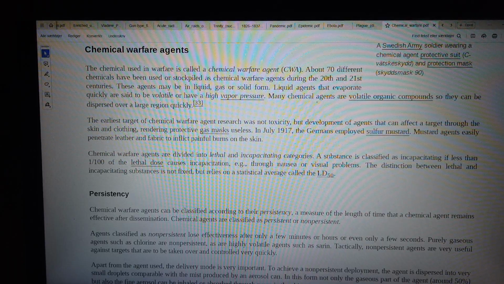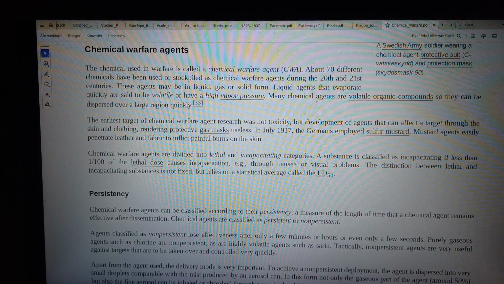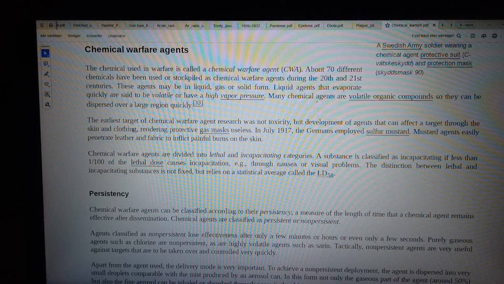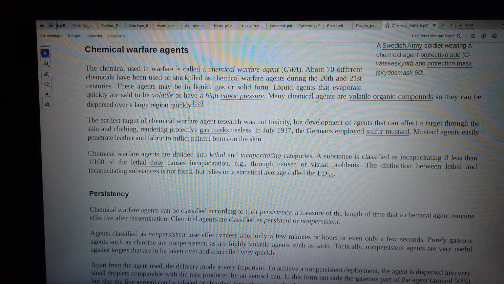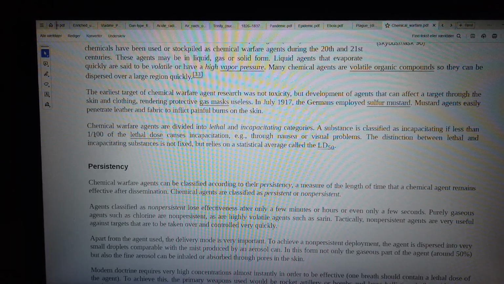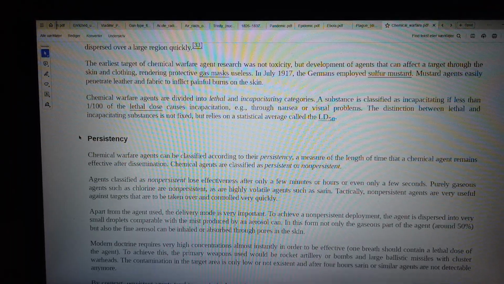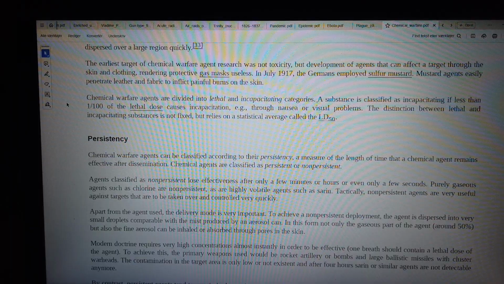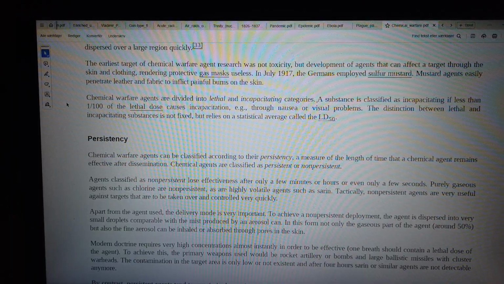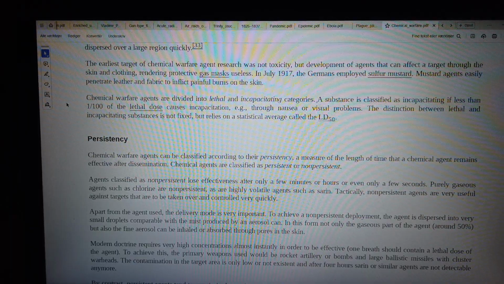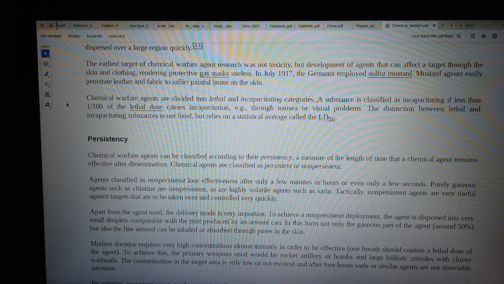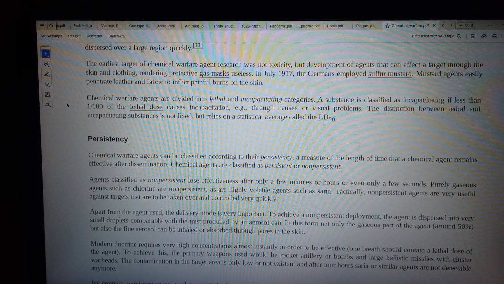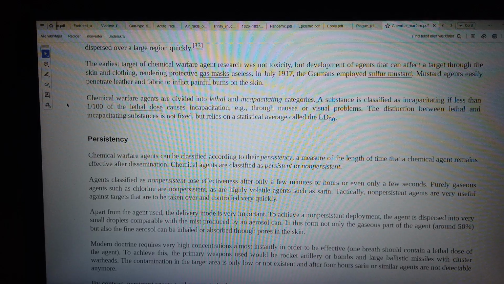The earliest target of chemical warfare agent research was not toxicity, but development of agents that can affect a target through their skin and clothing, rendering protective gas masks useless. In July 1917, the Germans employed sulfur mustard. Mustard agents easily penetrate leather and fabric to inflict painful burns on the skin.